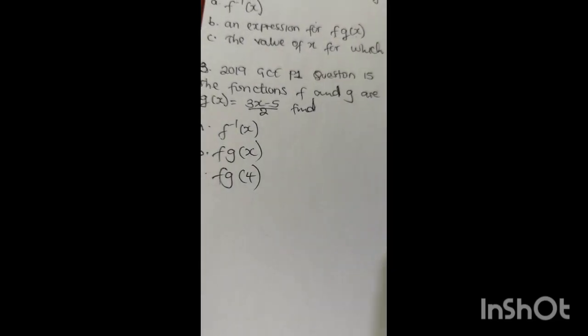Let's look at the last question. That's 2019. Question 15 from 2019, the GCE paper. The functions f and g are defined. Sorry, that was supposed to be defined. Typo error. That defined as f of x is equal to 2x plus 1 and g of x is equal to 3x minus 5 over 2.